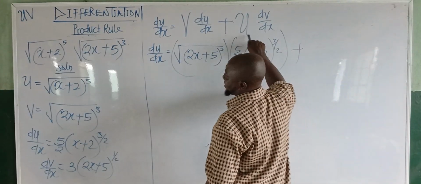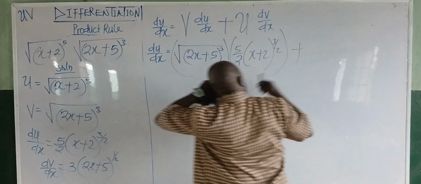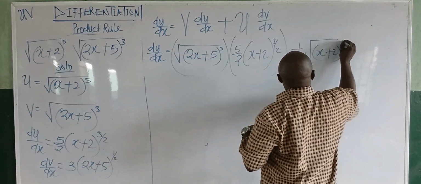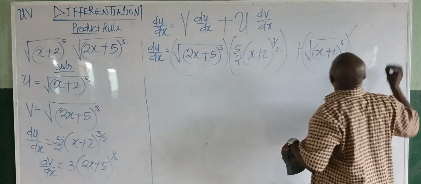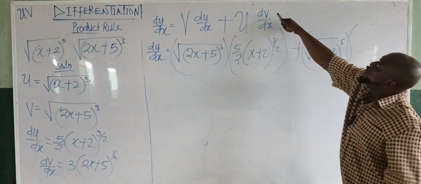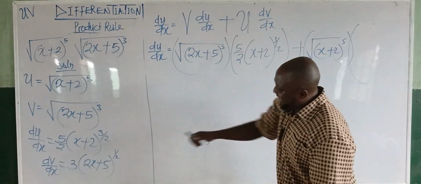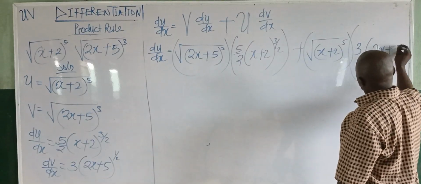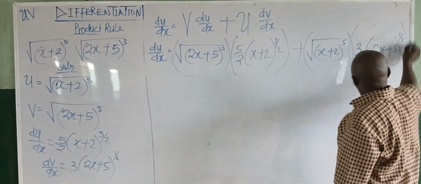Next up, what do we know now? We know our u first. What's my u from the beginning? My u from the beginning is (x + 2) all raised to the power of 5/2. Put this in bracket. And what is now my dv/dx? dv/dx here is 3 into bracket (2x + 5) all raised to the power of 1/2, bracket close.